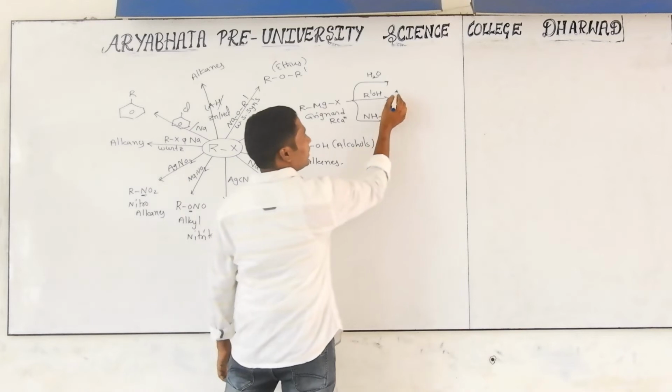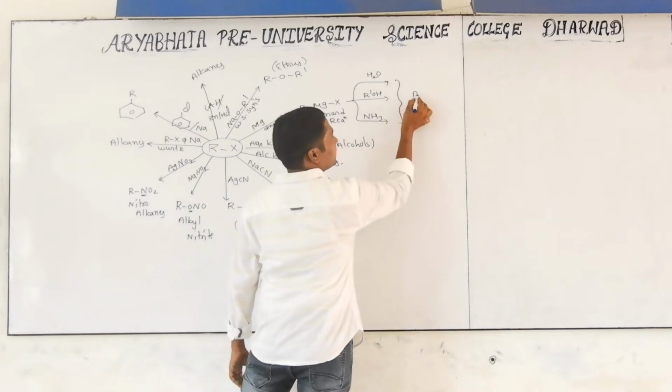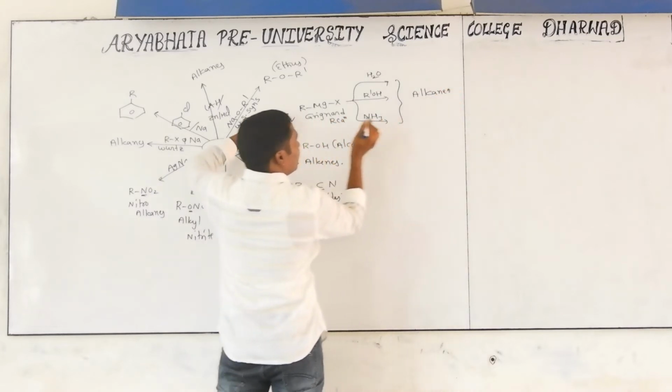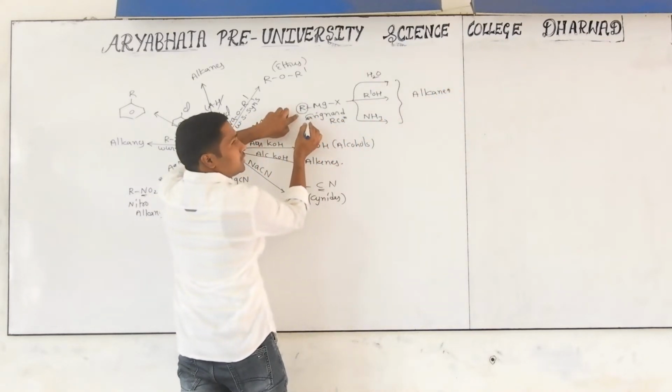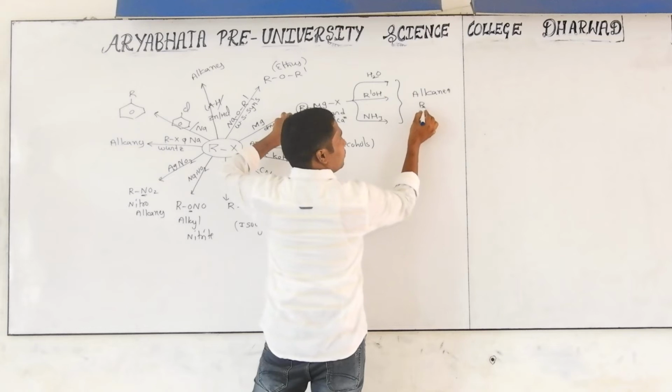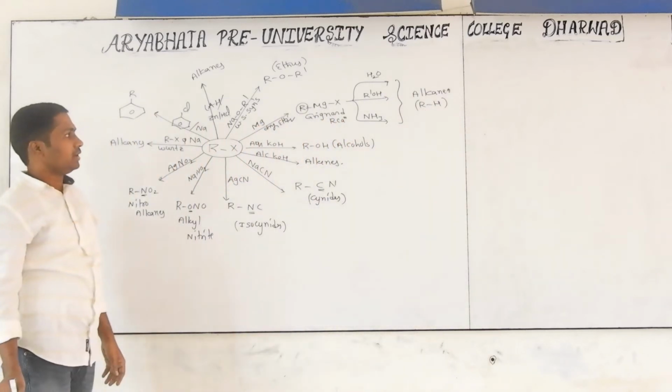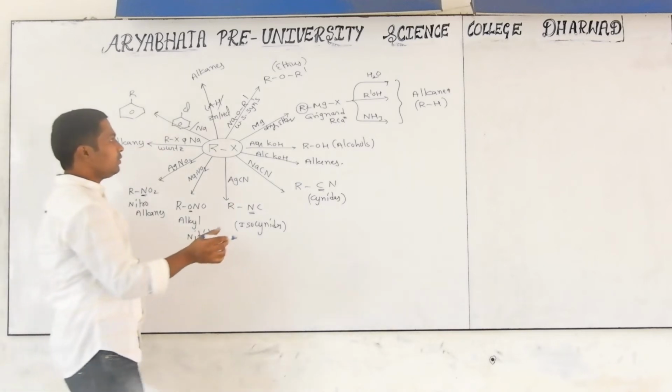But finally, the product is only one, which is the alkane. The alkane comes especially from this alkyl group. This alkyl group plus H is nothing but RH. You are getting alkanes.